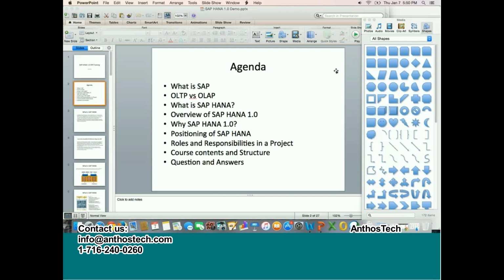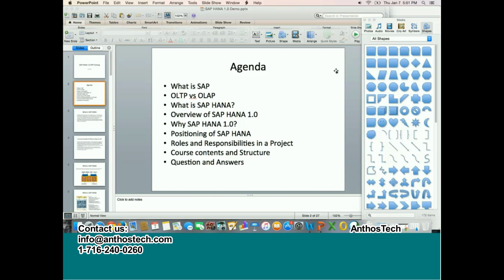We'll cover roles and responsibilities in a project, and what types of projects we have in this market. After this training, where will you fit? That's very important, because training is done to enhance your knowledge, but at the same time, after the training, most of you want to get onto a project. Some people will go for certification and then get onto a project. So what are the roles and responsibilities, and what are the types of projects where you can fit in after this training?